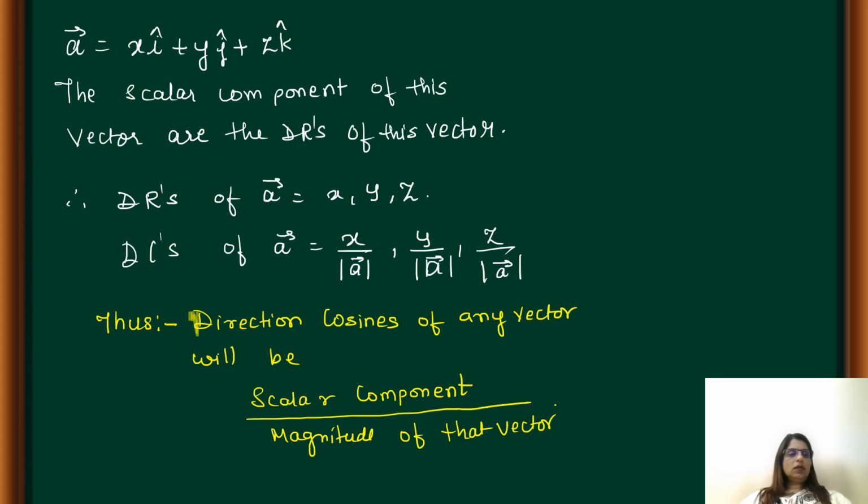Going back to this, these are the scalar components, correct? This is the a vector and these are scalar components of a cap, correct? Now let us see the scalar components. What are the scalar components of a cap? Let us find out. What is a cap equal to?